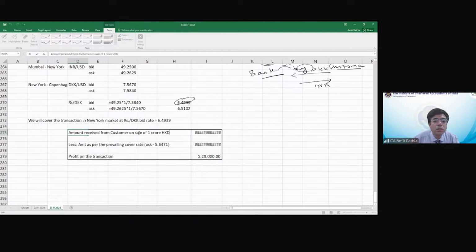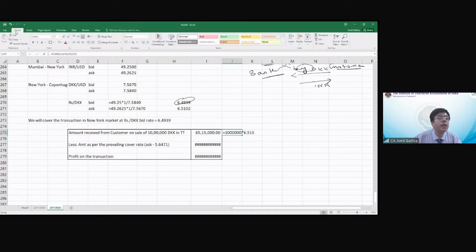Amount received from customer on sale of 10 lakh DKK, right? So this is sold at what rate? 10 lakh into 6.5150. Am I right? Is it 6.5150? Yes, sir. This is the calculation which I am putting it in red for easy reference, right? 10 lakh at 6.515. This is the rate which is already being mentioned in the question. And then you have covered your position at your bid rate, right? Which is 6.4939. Equals to 10 lakh into 6.4939.